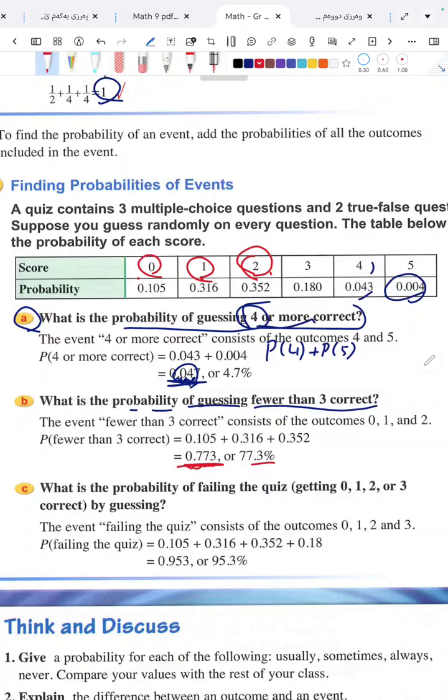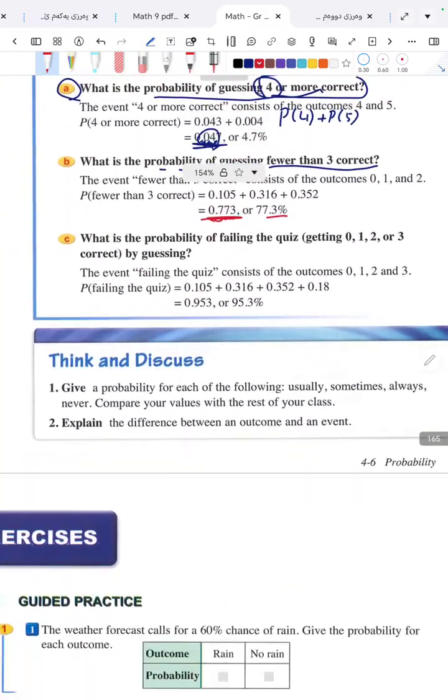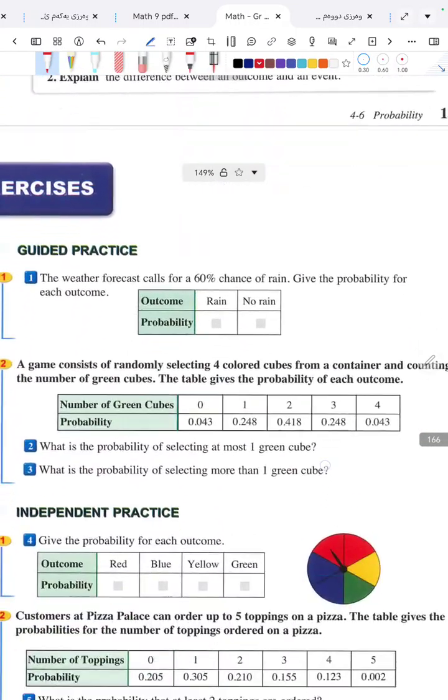C. What is the probability of failing the quiz, getting 0, 1, 2, or 3 correct by guessing? So you have to add what? 0, 1, 2, and 3 together. When you add them, it will be 0.953 or 95.3 as a percent.